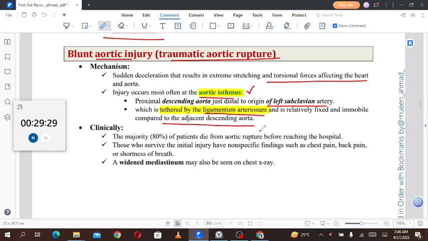The majority, 80% of patients, die from the aortic rupture before reaching the hospital, because the aorta is the biggest artery to come out of the heart and contains a high pressure system. The 120/80, the highest pressure of the blood, is found in the aorta, and if that is ruptured, there is so much internal bleeding that the person does not survive the journey to the hospital. Those who survive the initial injury have non-specific findings such as chest pain, back pain, and shortness of breath, and it is hard to identify the problem. A widened mediastinum may also be seen on chest X-ray.